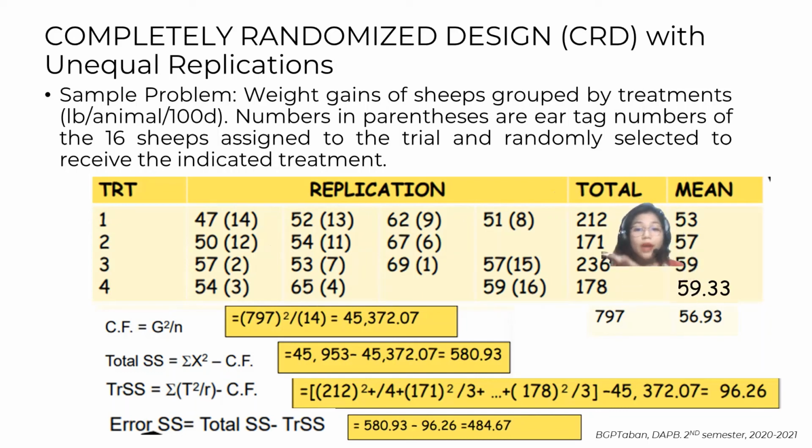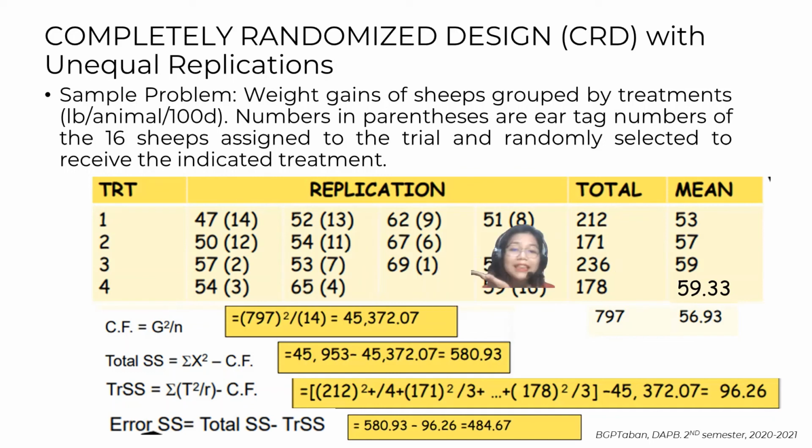So, we are going to divide 171 into 3 or 4? Into 3. Because we are only having 3 values, no? So, 171 divided by 3 is 57. Dito naman, sa treatment 4, into 3 din, kasi po namatay or nawala po yung ating sheep. 178 divided by 3, it's 59.33.